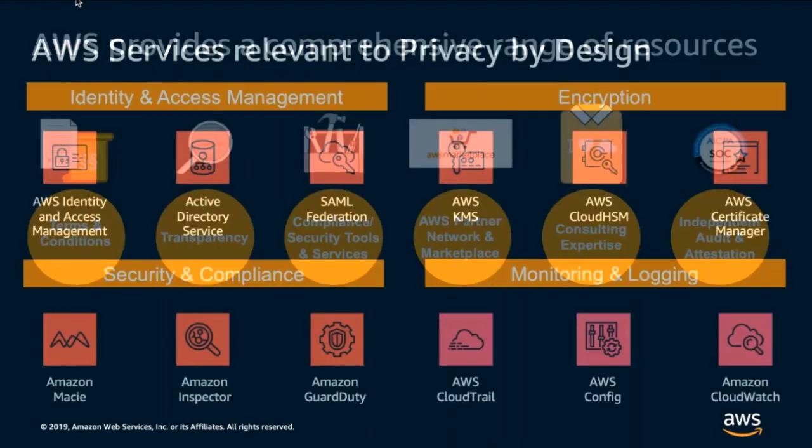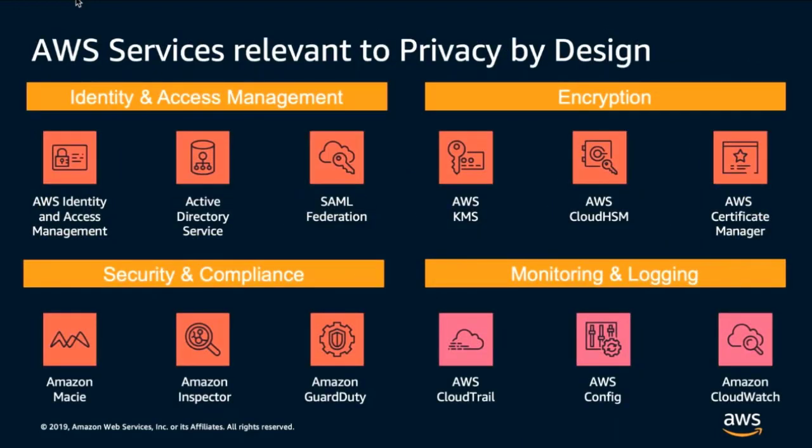So let's look at some different AWS services which are relevant to privacy by design and services which help you implement the necessary controls and help you mitigate your risk. This is not an exhaustive list, but I would like to go through several different areas and just highlight some particular services which will be a benefit to you.